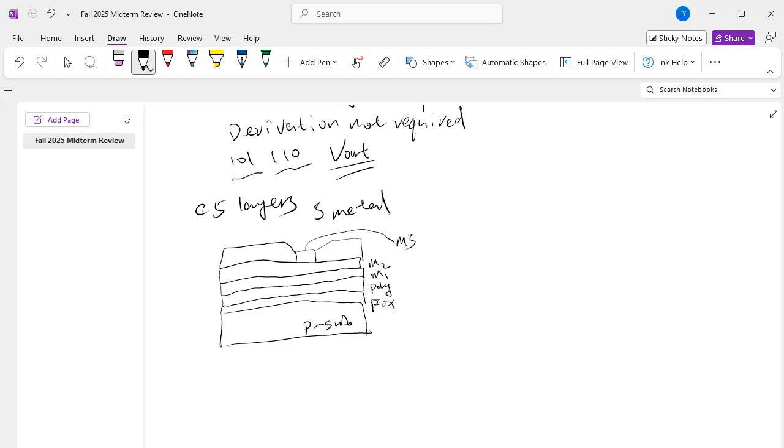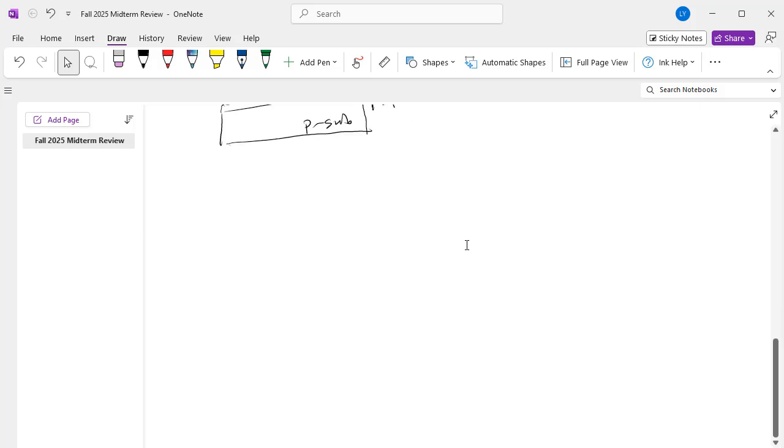Just review all these quiz and homework problems. I think it will be good enough to prepare you for that problem on the midterm. For other ones, let me take a look. So you need to know IV curves of the NMOS and PMOS.